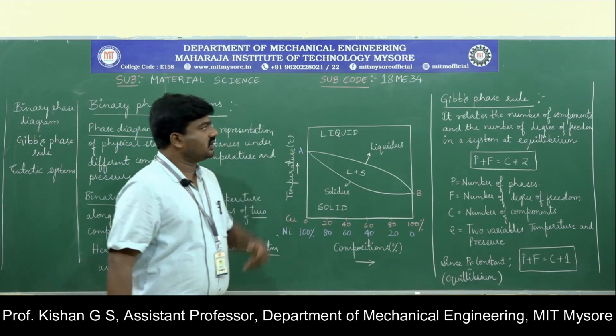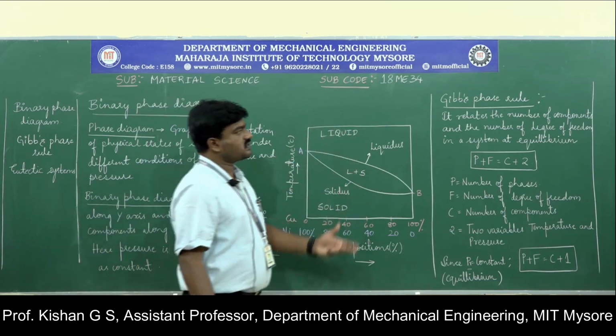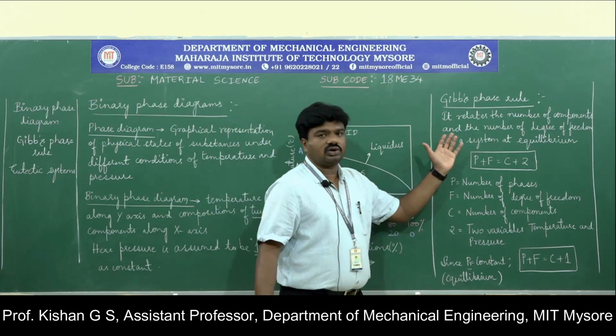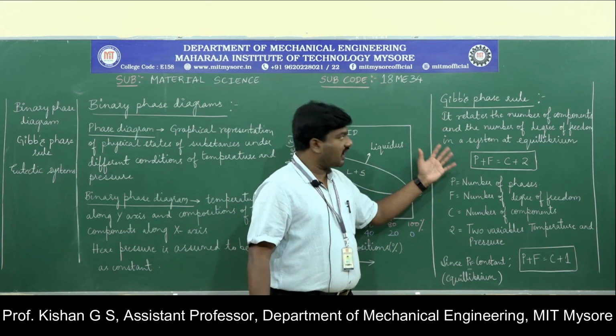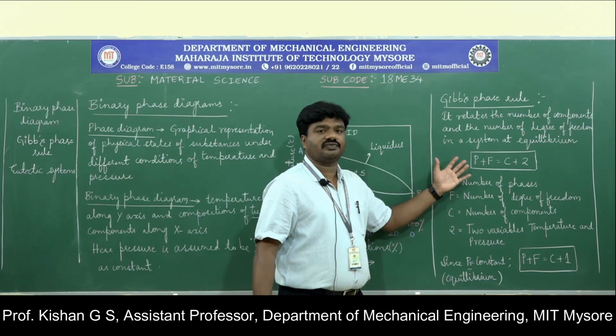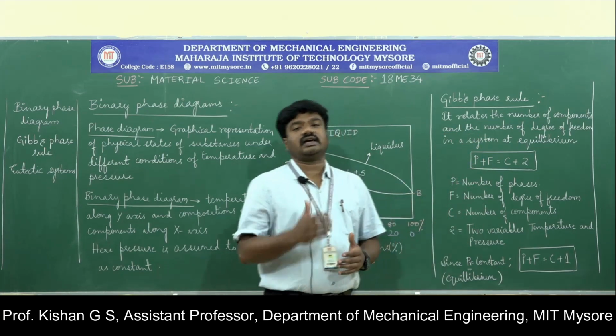Now, let us take up the next major parameter here, that is Gibbs phase rule. What is this Gibbs phase rule? It is a rule named after Gibbs, which relates the number of components and the number of degrees of freedom of those components in a system kept at equilibrium.